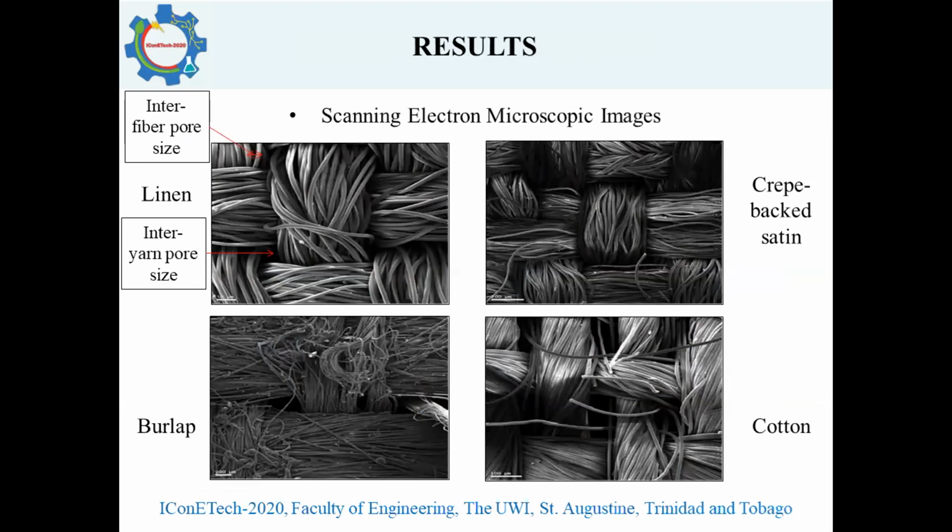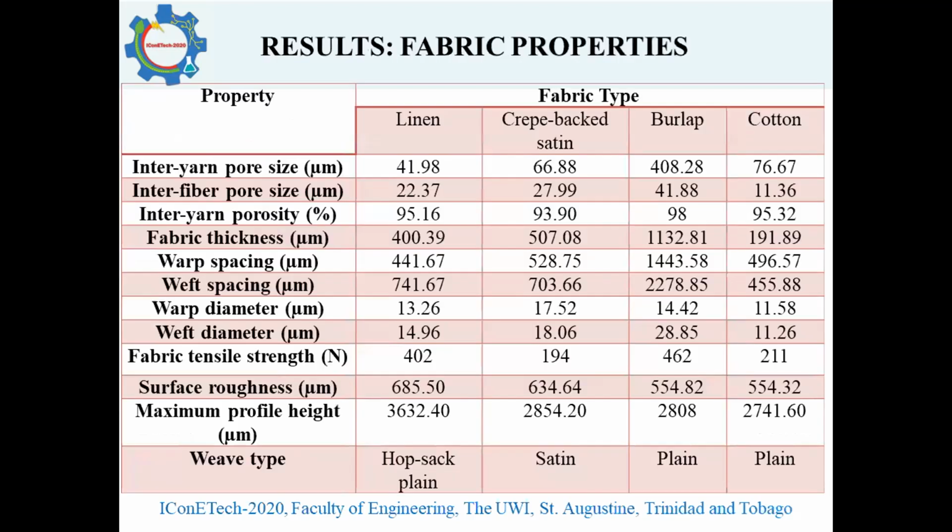In scanning electron microscopy, these were the images generated for each fabric type. The images show the differences in the weave and warp types, as well as the inter-yarn and interfiber pore sizes. The interfiber pore size is the space of the pores between the fibers, whereas the inter-yarn pore size, as shown here, is the space between each of the yarns. Using the images from microscopic analysis, I was able to measure the inter-yarn pore sizes using ImageJ.